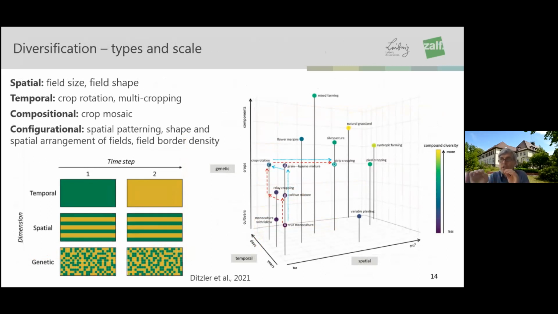There are some attempts to develop classifications along the different dimensions for which you can diversify: with respect to the spatial scale, you can change field size, you can change field shapes; with respect to the temporal scale, the sequence of the crops, crop rotation, multi-cropping; but also with respect to what they call here genetic, you may also call it compositional, which crops or which varieties you have in your diversification approach; and also the configurational, which patterns you actually want to investigate, the shapes of the fields, etc., whether or not you use border plants, etc. And you can already see, on the right-hand side of this graph, that in that multi-dimensional space there are a range of possibilities to diversify, which makes the experimental investigation difficult, and also any generalization from that.